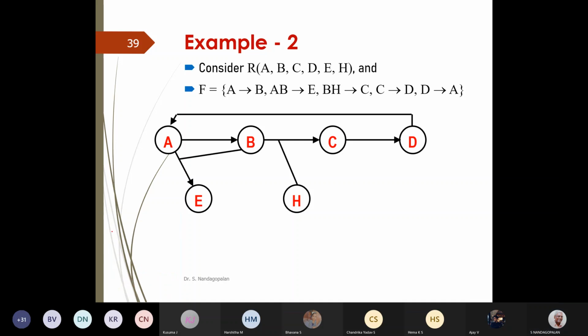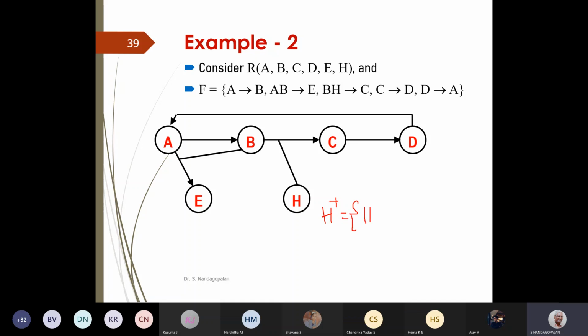100%. Attribute which appears only on the left, that is no incoming, is 100% candidate key. But when I say 100%, there is a but. Unless and until you find its attribute closure. So H, we have already said that it is part of the candidate key. Now we will calculate the attribute closure of H.